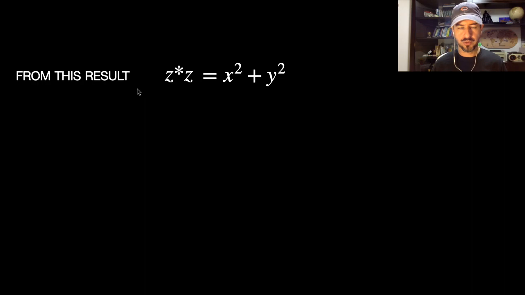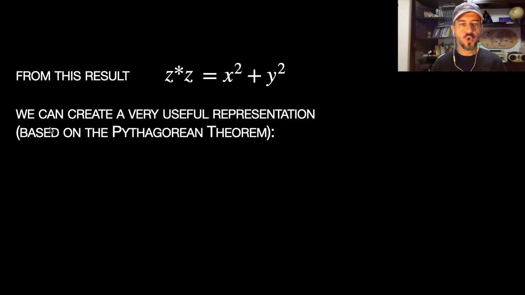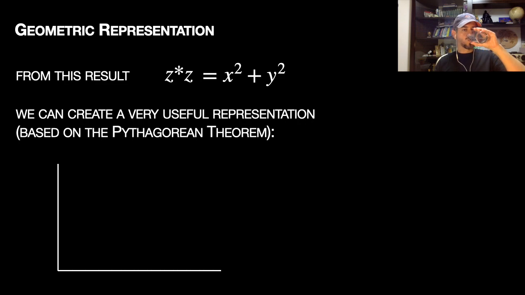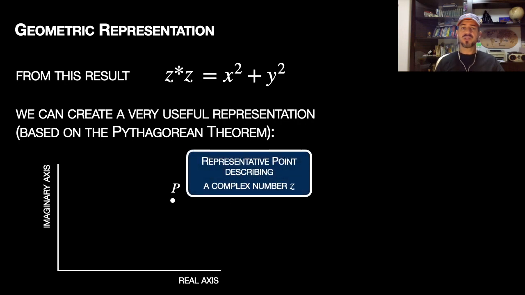From this result, from the previous slide, we can create a very useful representation based on the Pythagorean theorem, which is the geometric representation or trigonometric representation. So consider these two axes. The horizontal one is the real axis, and this vertical one is the imaginary axis. And consider this point P, which is a representative point describing a complex number Z.